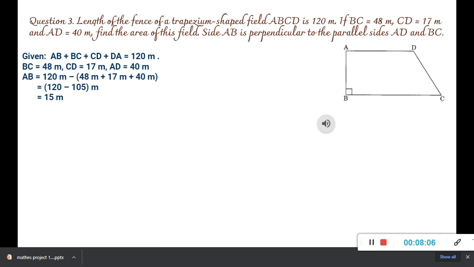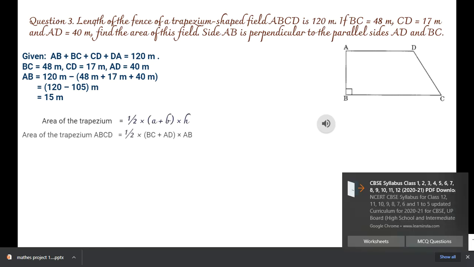Now we can find out the area. So area of the trapezium is equal to half into A plus B into H. Here what are the parallel sides? AD and BC, right? So we can write half into BC plus AD into AB. AB we got 15. So half into 48 plus 40 into 15. Half into 88 into 15, that is equal to 44 into 15, which is equal to 660 meter square. That is the required area. Okay.